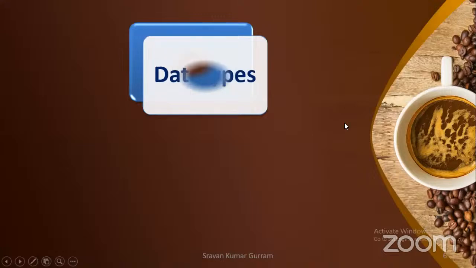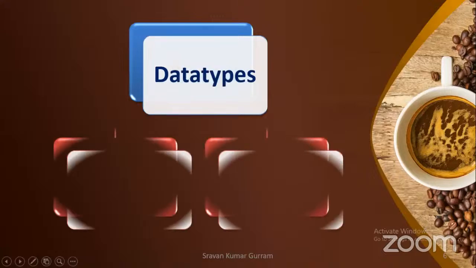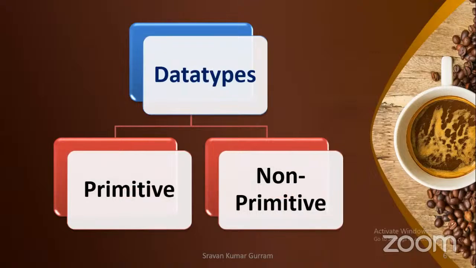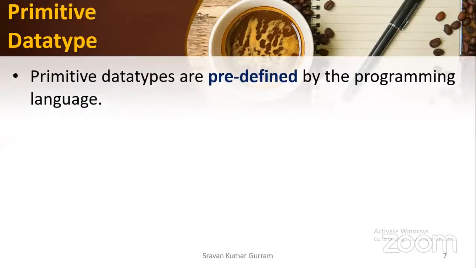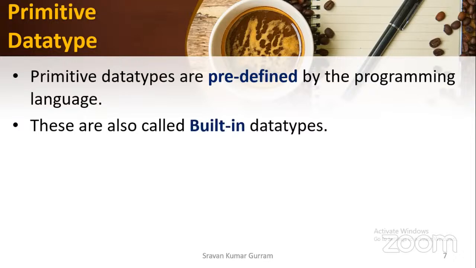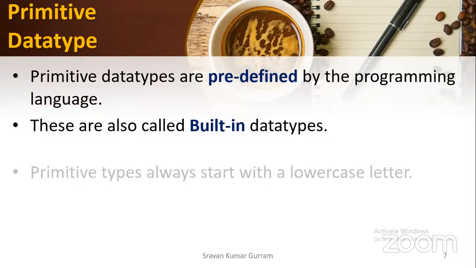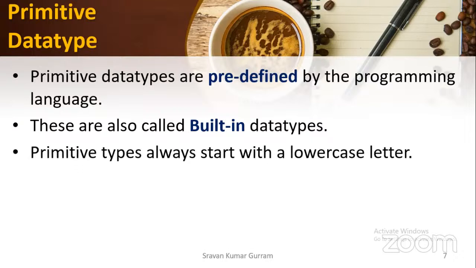In the last session we already covered data types. Anyway, now see once again, data types. There are two types: primitive data types and non-primitive data types. What is a primitive data type? Primitive data types are predefined, already defined by the programming language itself. So these are also called built-in data types or predefined data types.